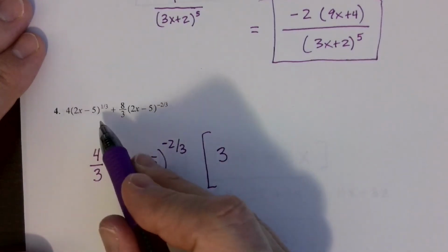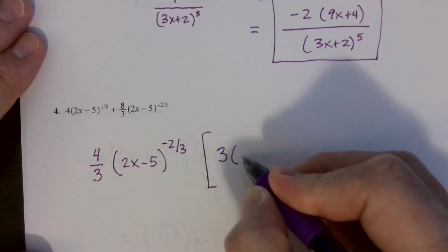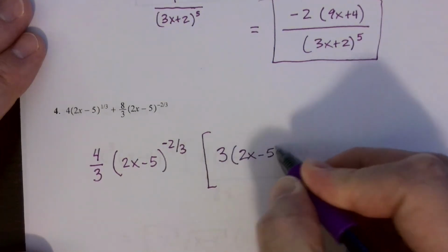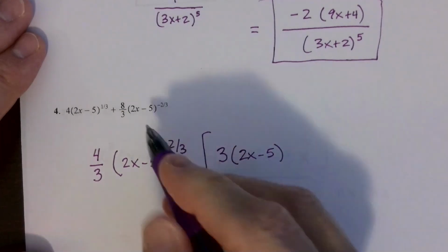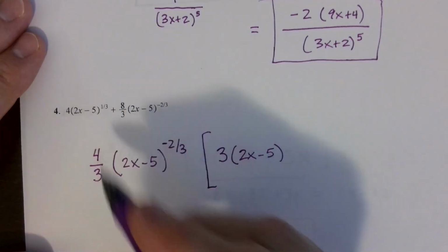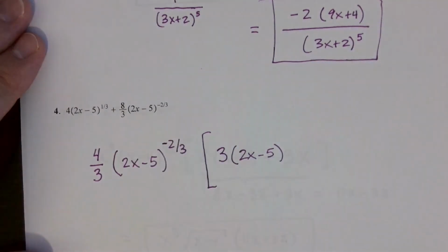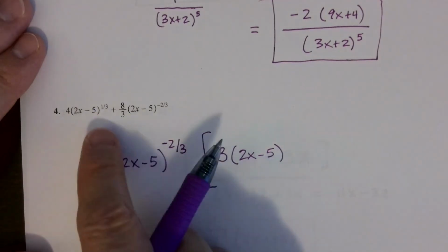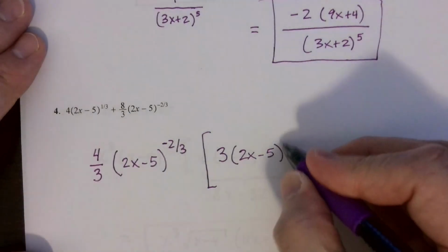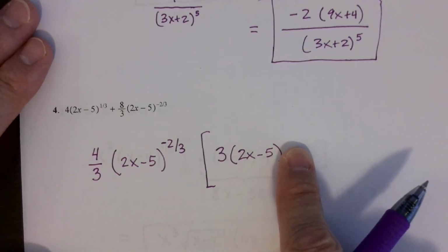Now the 2x minus 5 to the 1/3, I factored out 2x minus 5 to the negative 2/3. So I've got 2x minus 5 to what power again? Negative 2/3 plus what is equal to positive 1/3? Answer, 3/3, right? Negative 2/3 plus 3/3 is 1/3. 3/3 is 1. So again, as I've said, we're getting that exponent of 1.